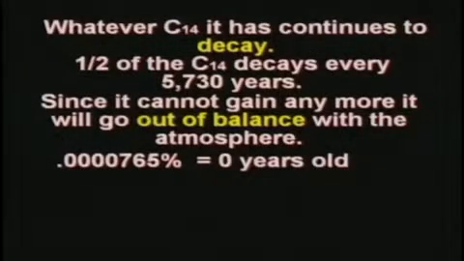So if the atmosphere contains 0.0000765%, it is assumed that the plants also have 0.0000765%. So probably you have 0.0000765% carbon-14 in you. When the plant or animal dies, it stops eating, stops taking in more C14, it stops breathing. Okay? Now whatever it had is going to decay.